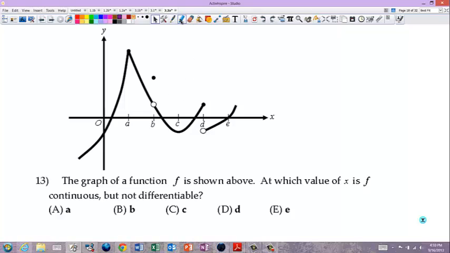Well, the answer was A. It's not continuous at B because there's a hole. It's not continuous at D because there's a jump discontinuity. It's continuous at E, and that has a perfectly fine derivative. It's not differentiable at A because there's a pointy place. So it was A.